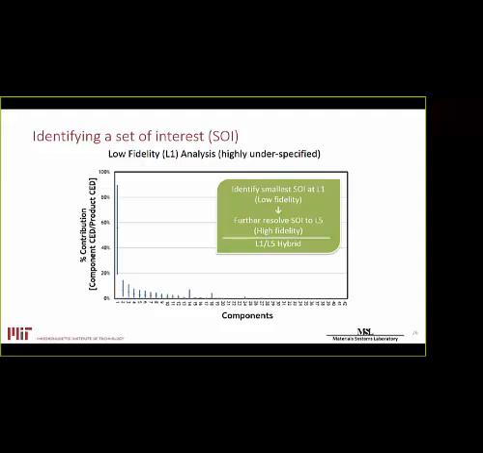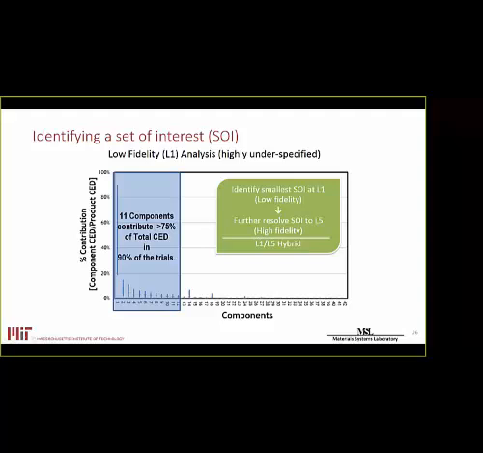Then we run our LCA including this uncertainty, and what we find is that basically, for this particular product, only a few components, these 11 components, contribute over 75% of the total impact, in this case cumulative energy demand, across 90% of the trials. So what we found here is that if we just choose to resolve these, this is our set of interest, these 11 components, at a more detailed level.